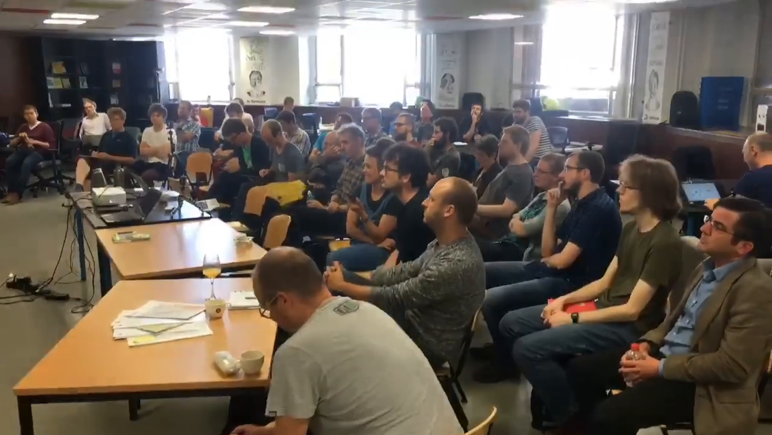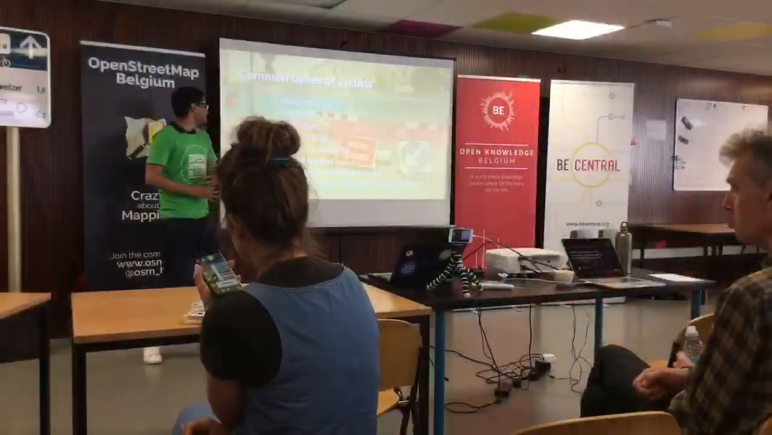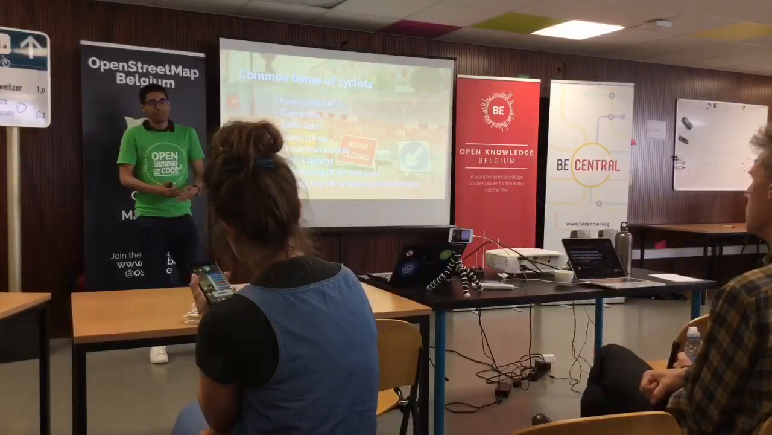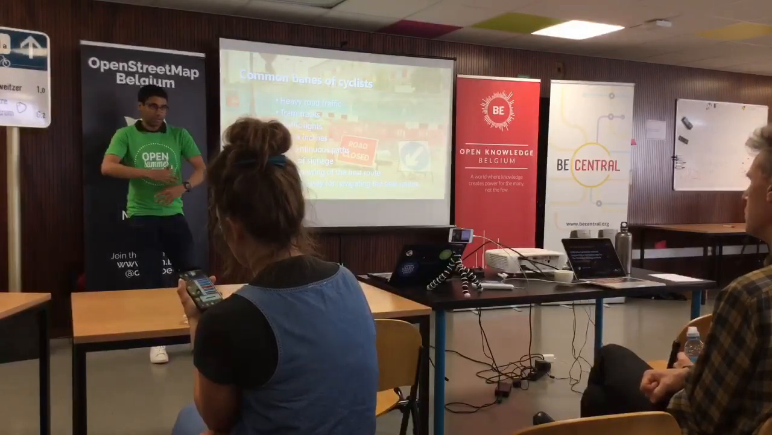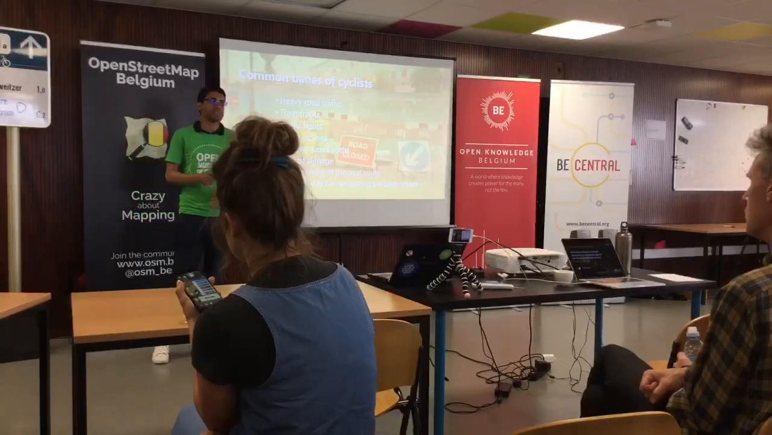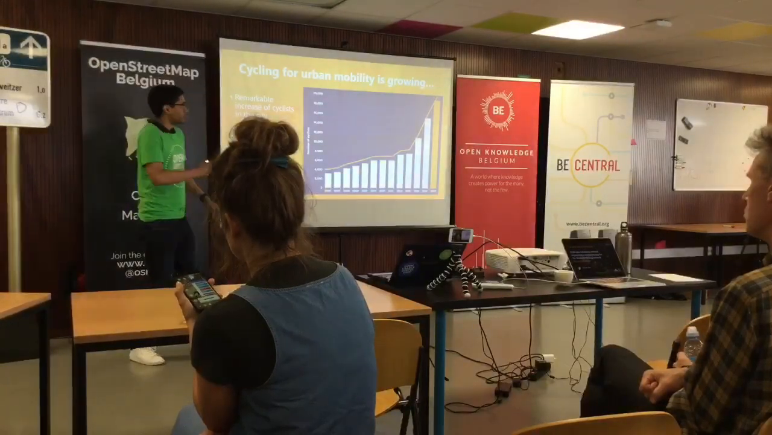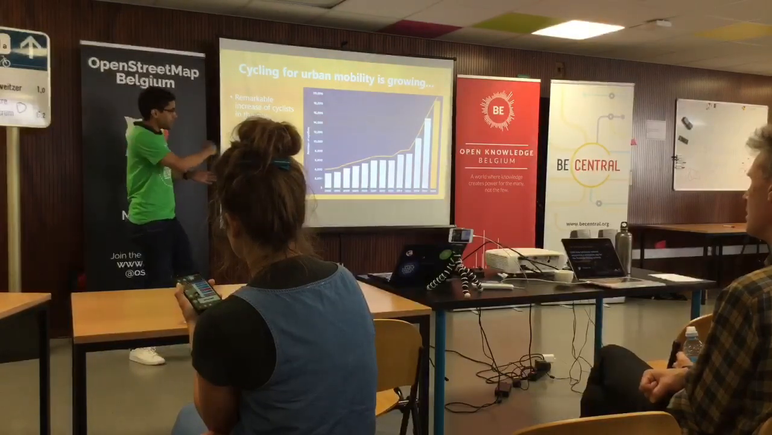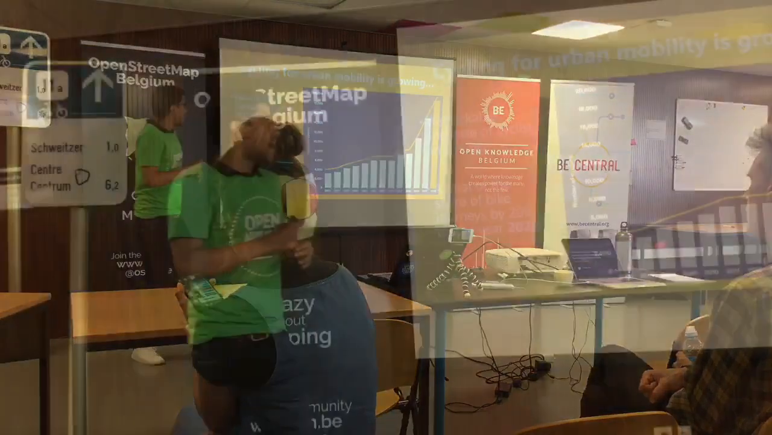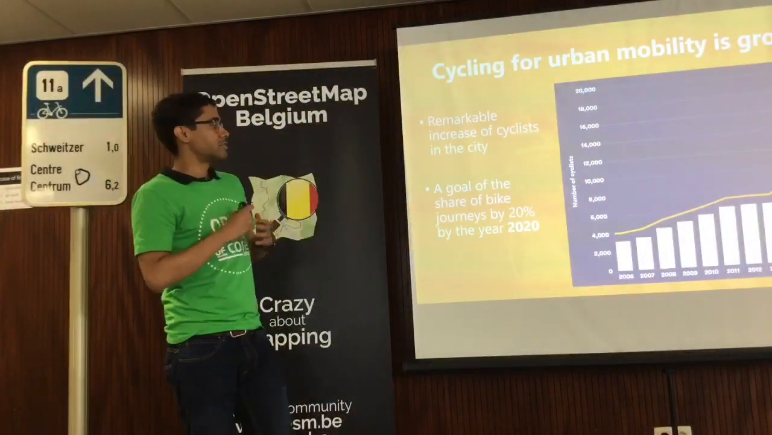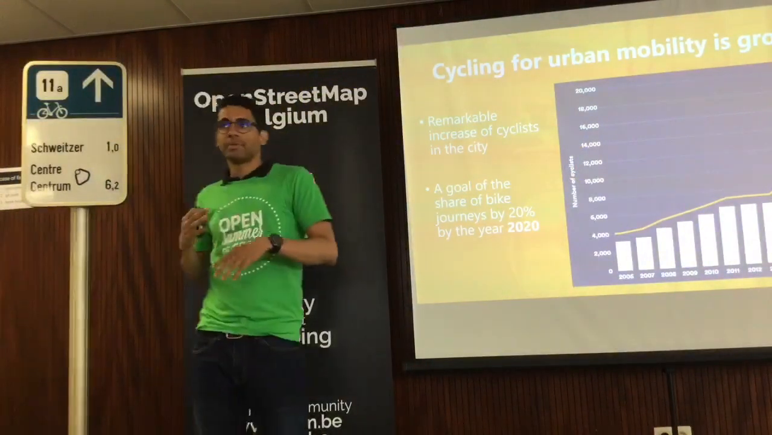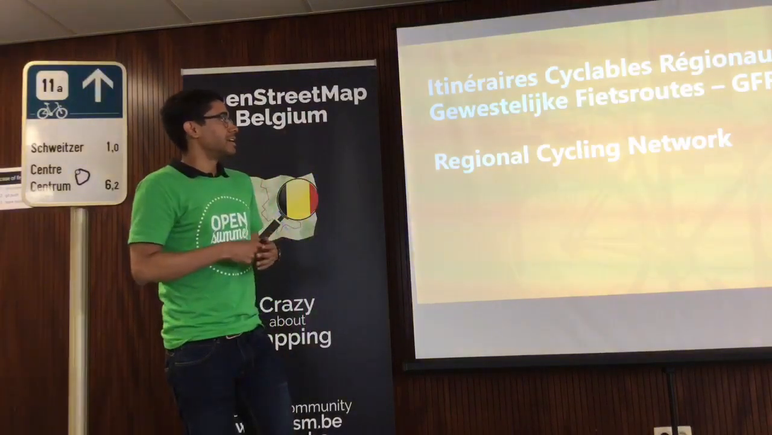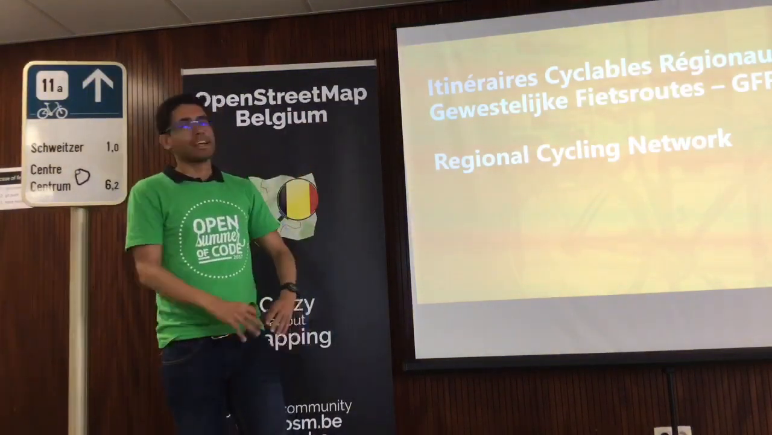So with all these issues in consideration, the Brussels government in the last how many years now have been developing a regional network. And this regional network is to accommodate the growing number of cyclists in the city. And they have a goal to try to have 20% of people's journeys taken by bike. And for this to happen, you have the regional cycling network.